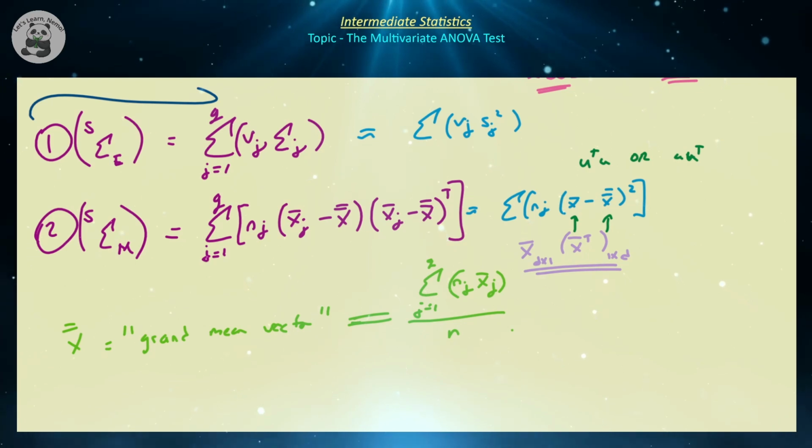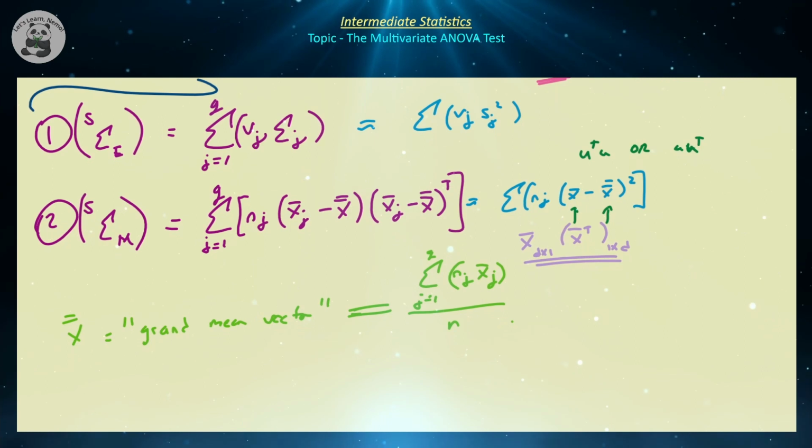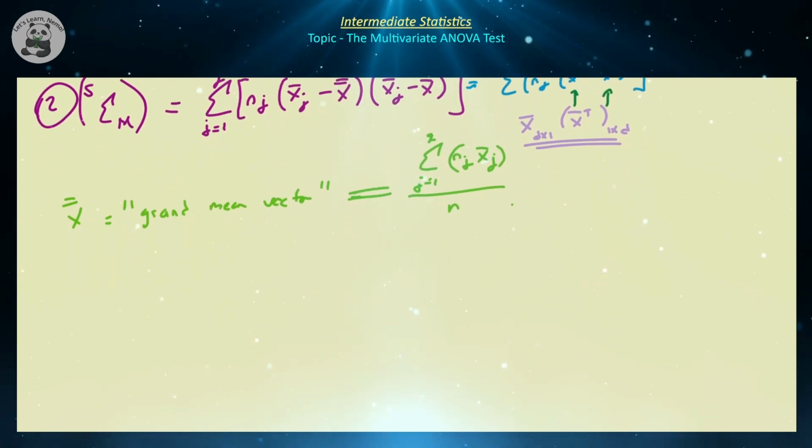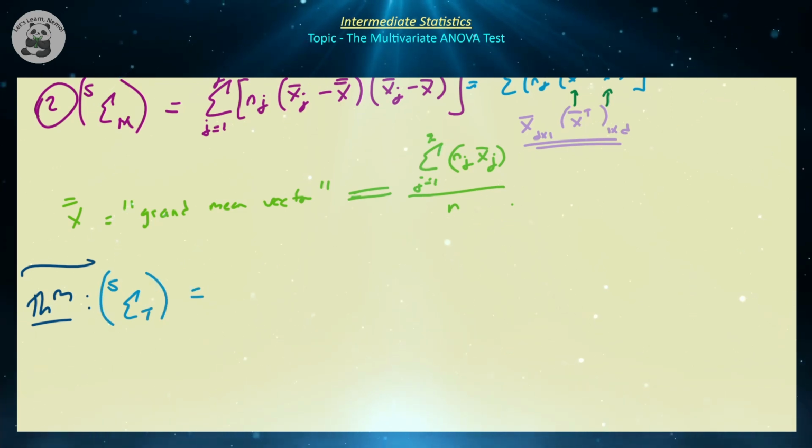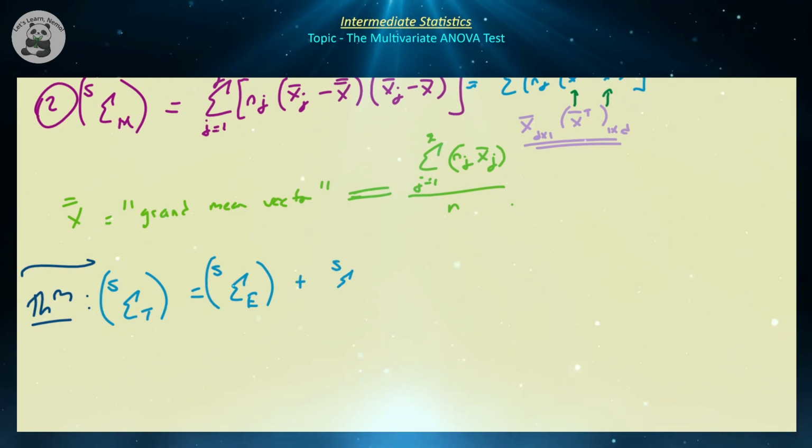Right? So now that we have our matrices, is there any connection between these three matrices? And yes, there definitely is. Now this is not as easy of a proof as the univariate case, but this proof is definitely very beautiful. And it says that the matrix S sigma T can be decomposed as the sum of these two matrices, S sigma E and S sigma M. Right? So it takes this multivariate vector space and partitions it into these two disjoint vector spaces, S sigma E and S sigma M.